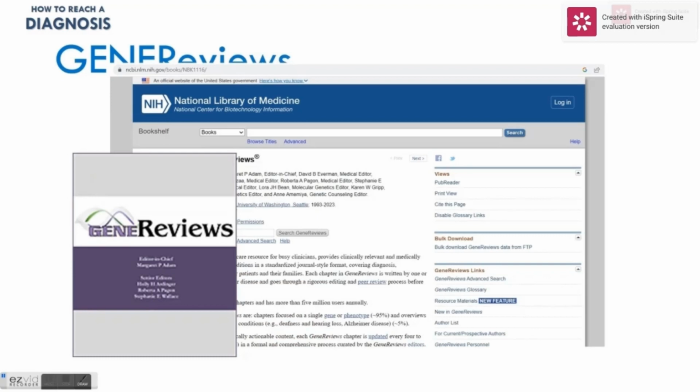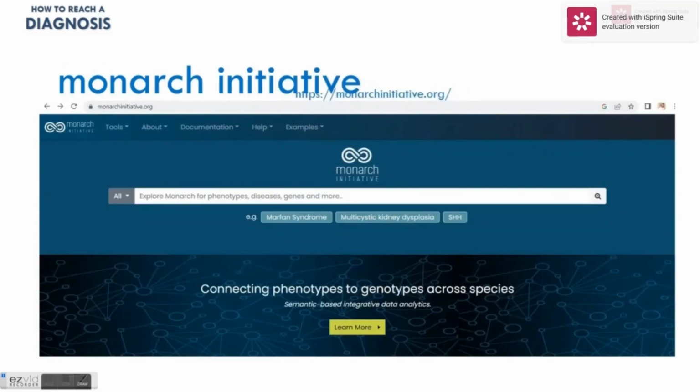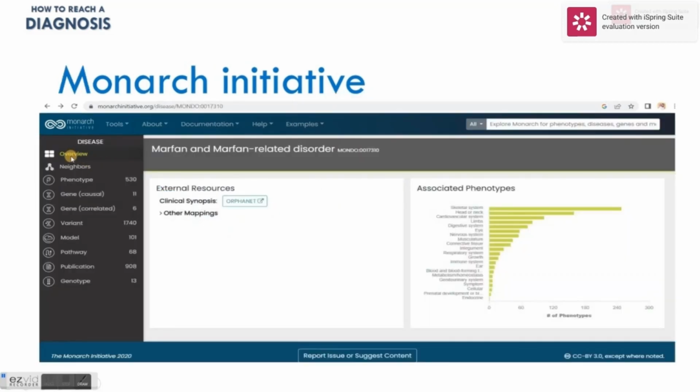GeneReviews is another part of the National Library. Sometimes you can find good review articles on the syndromes that came to your attention. PubMed is very helpful. Also, this is a helpful website, the NORD initiative. Just put the diagnosis here. For example, I put Marfan syndrome, and it gives me phenotypes, another differential diagnosis, genes and correlated genes. It builds your differential diagnosis.